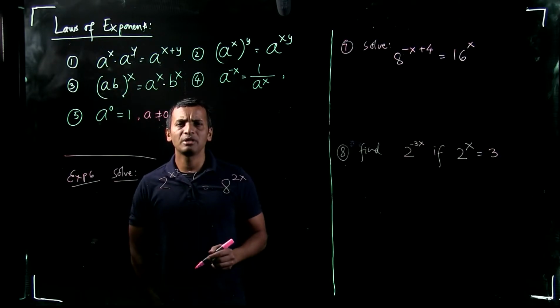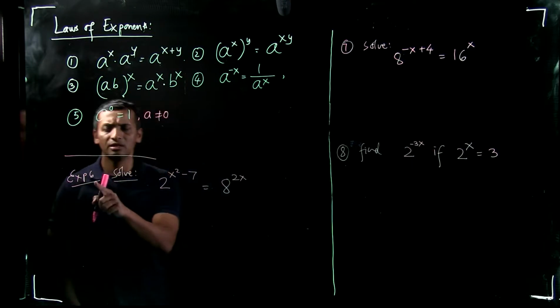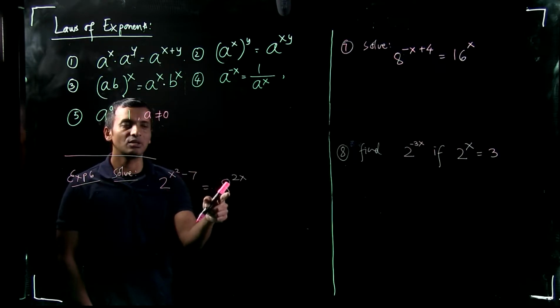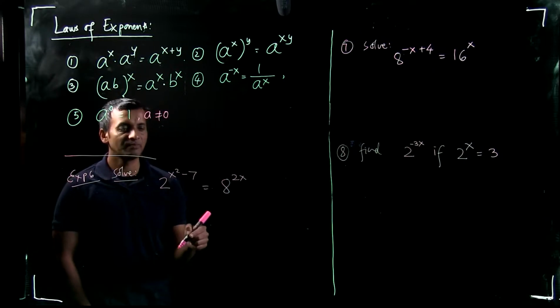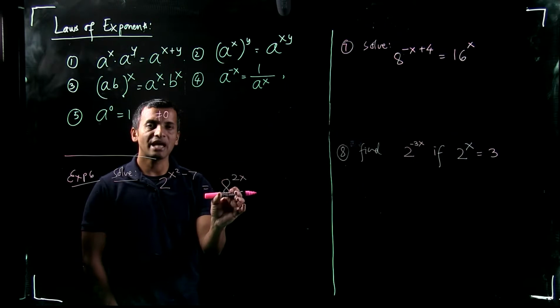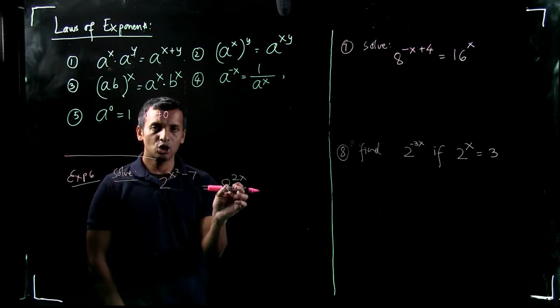Let me take a couple more examples on this, okay? The first, example 6, is solve 2 to the x squared minus 7 equals 8 to the 2x, right? And again, there is a base 2 on the left, but there is a base 8 on the right. So you want to make the same bases, right? So it is easy to change 8 as the base 2, right?